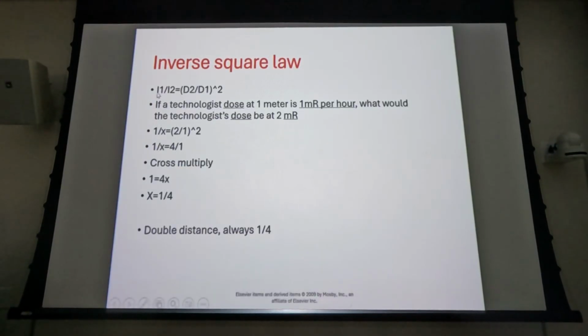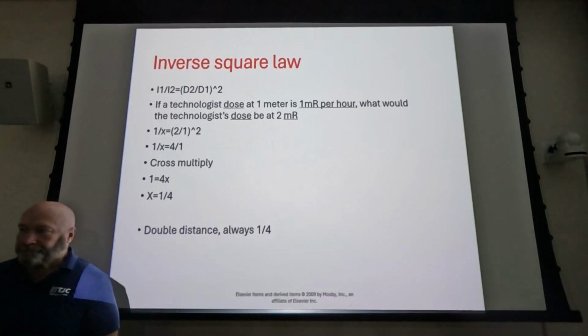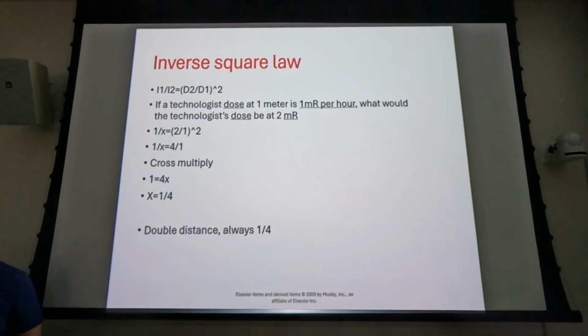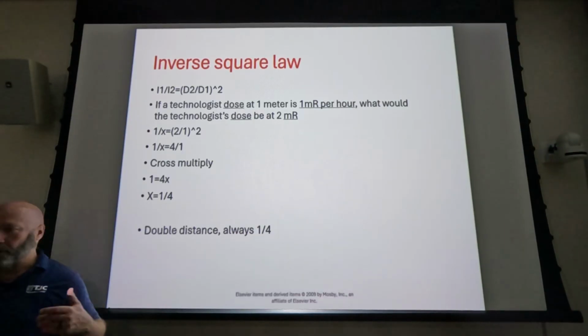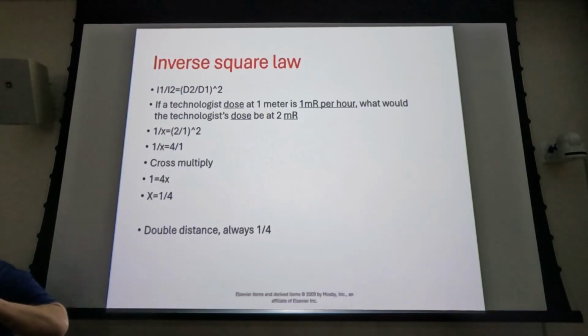So inverse square law is I1 over I2. So if you get a question that says, what is this formula? I1 over I2 equals D2 over D1, squared. Then what you're looking at there is I1 over I2, D2 over D1. What's that relationship? It's intensity, but it's inverse, right? So it's inversely proportional to the distance.